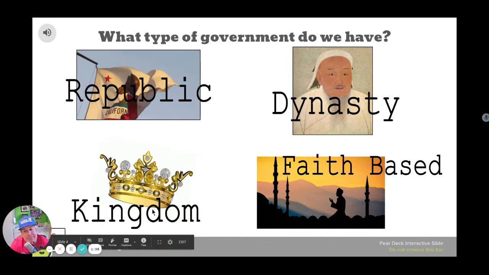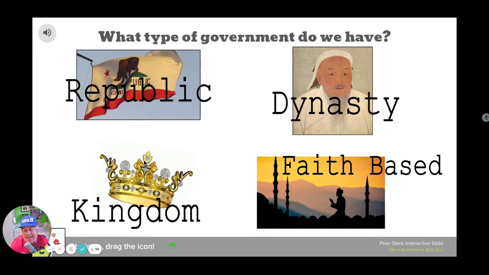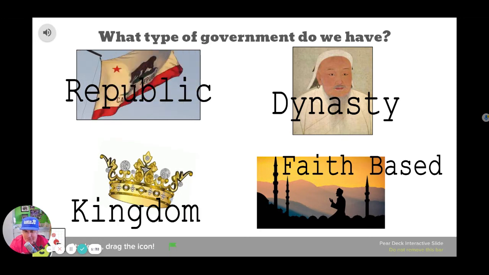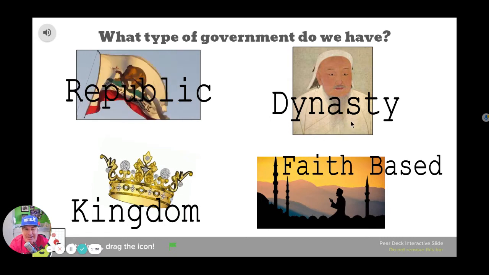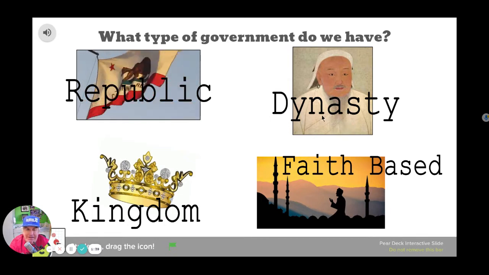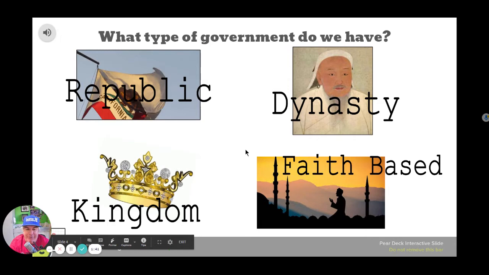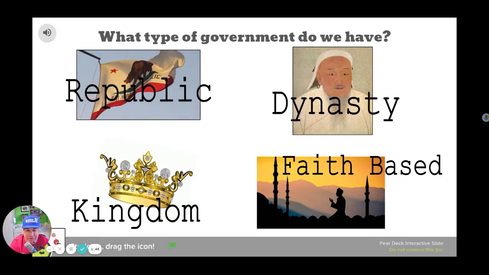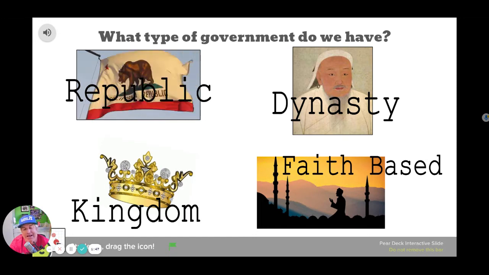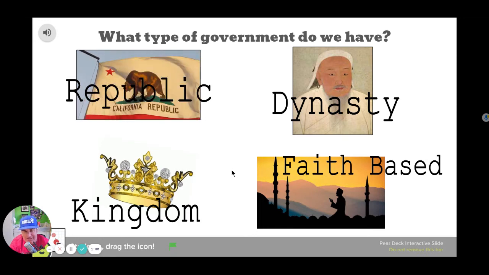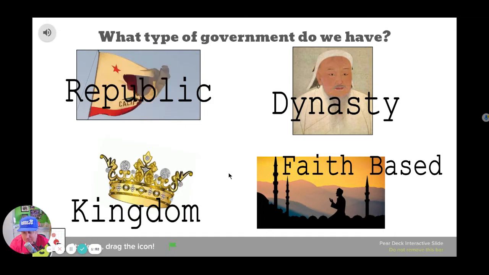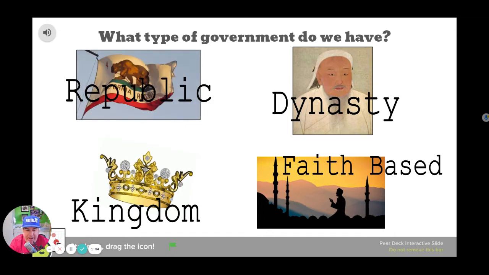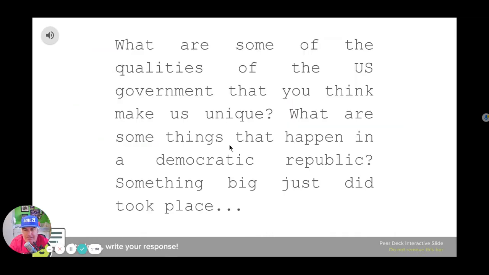We are not a kingdom. We did start as a colony of the kingdom of England. And then after the Revolutionary War, we were no longer part of that. We are not dynasty based. Our leaders are not picked based on their family. And we are also not faith based, even though you can find maybe some faith-based ideas in our laws and things like that. We do have a separation of church and state, and our faith-based religions do not guide our political process.